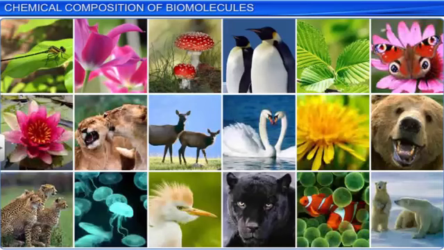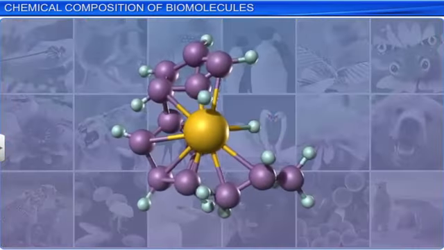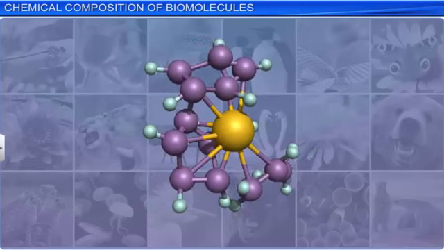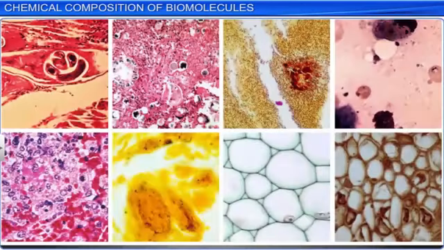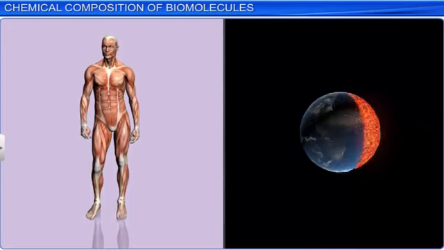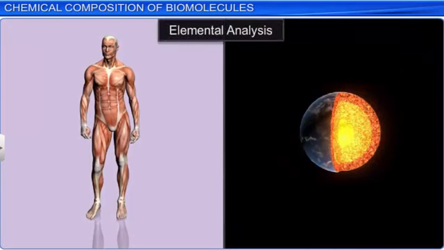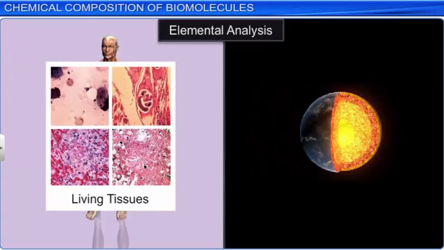Every living organism is composed of chemicals which can be either elements or compounds. The elemental composition of living tissues can be determined by following a technique known as elemental analysis. Interestingly, we obtain similar elements while doing an elemental analysis of different living and non-living things.